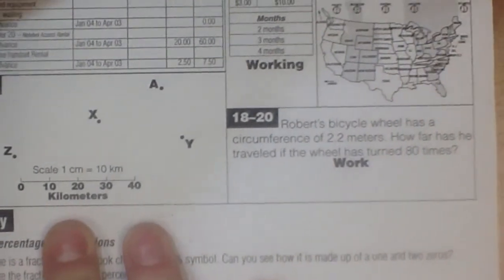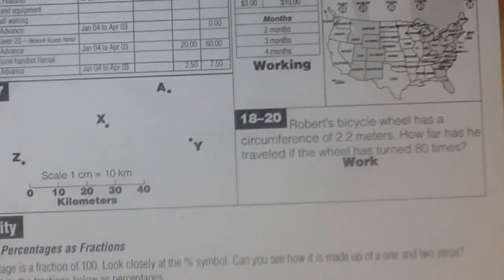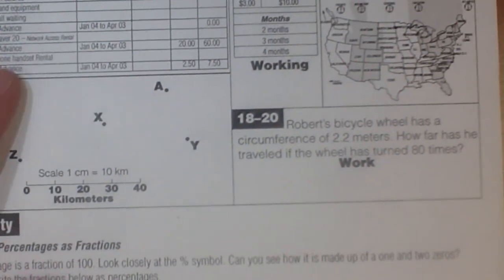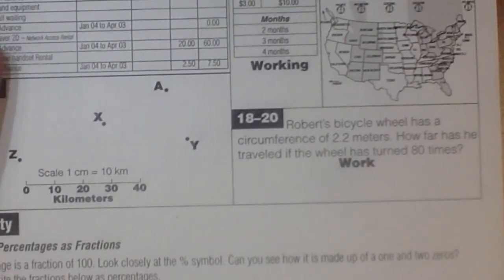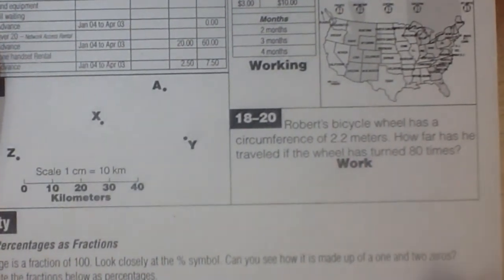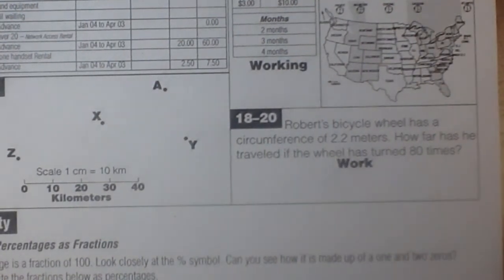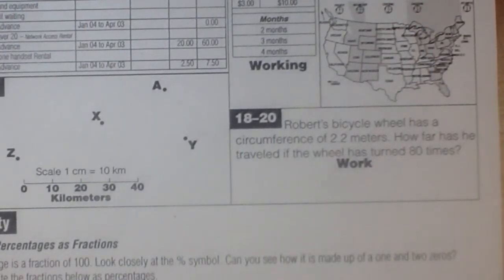The next 3 questions are about our story problem right here. It says Robert's bicycle wheel has a circumference of 2.2 meters. How far has he traveled if the wheel has turned 80 times? Question 18. What is this problem asking us to find?